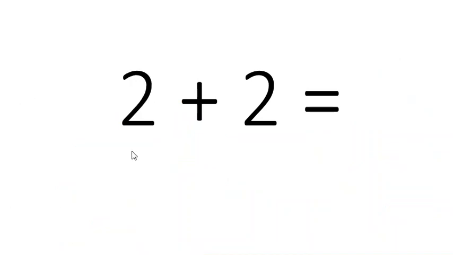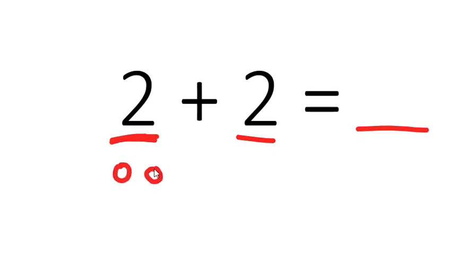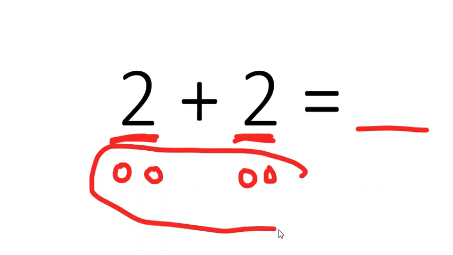Now this problem here is 2 plus 2 equals what? We need to find the answer to this problem. So right here, I can see that this is number 2. So I'm going to make 2 circles. 1, 2. And then my second number right here on the right side is number 2. So I'm going to make 2 circles. 1, 2. And my last step is to add them all together.